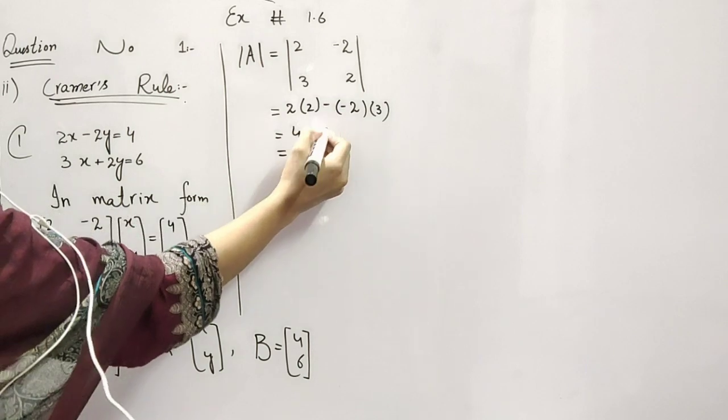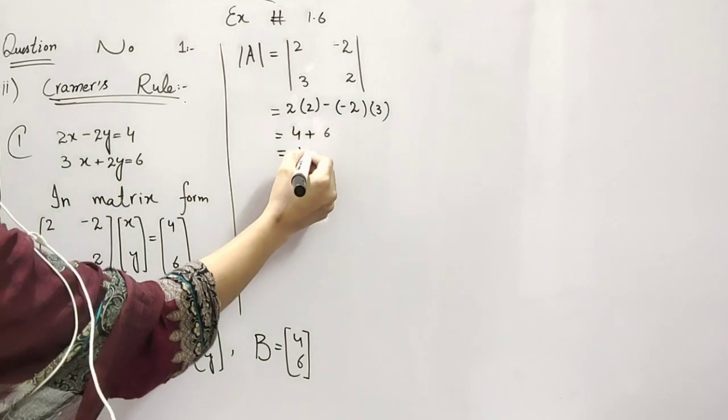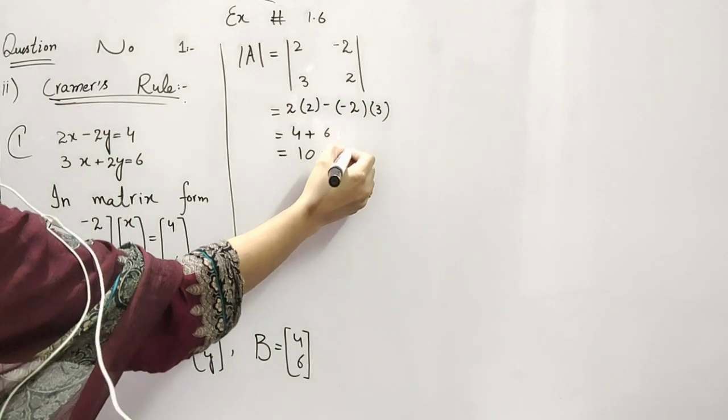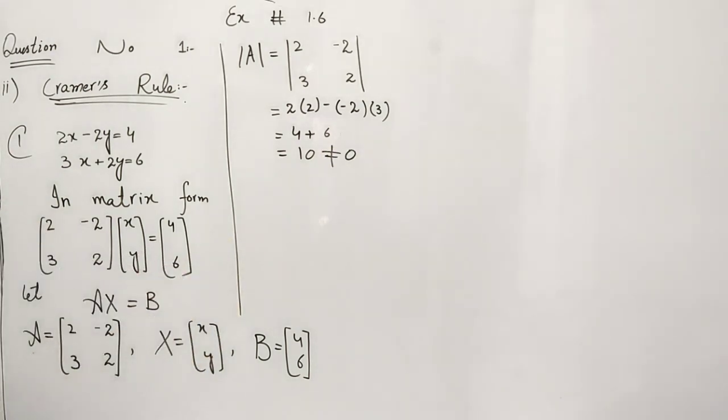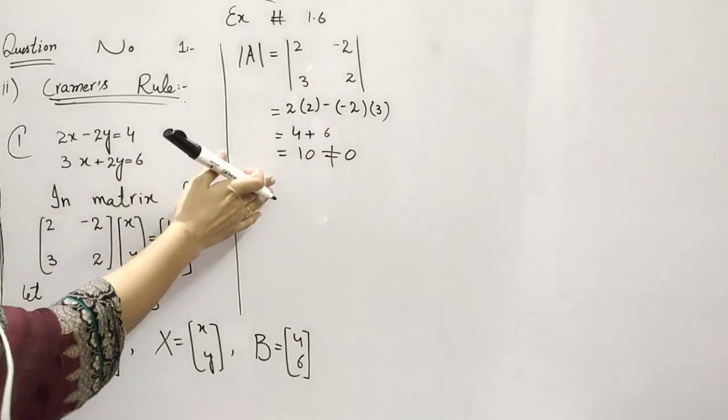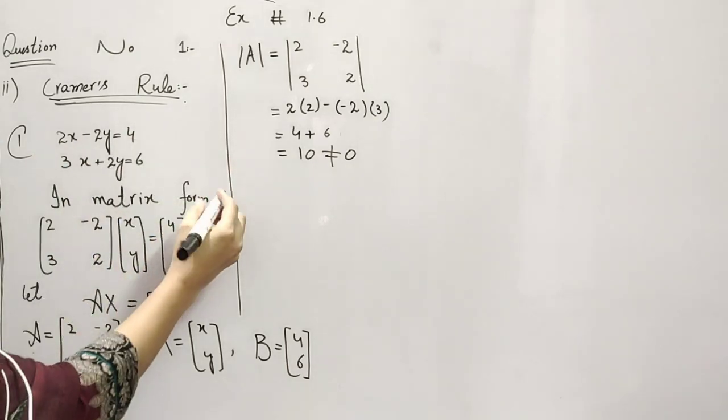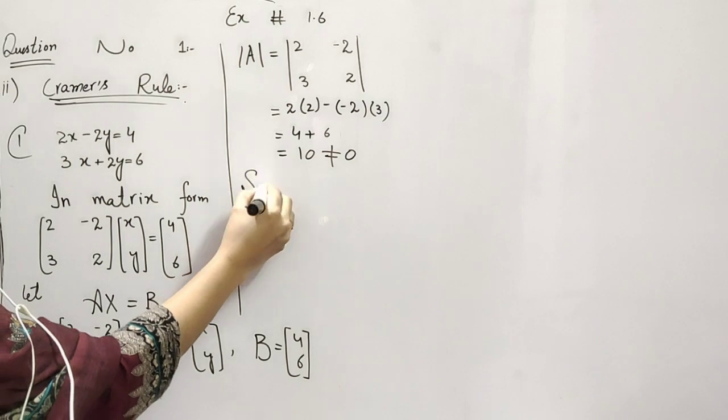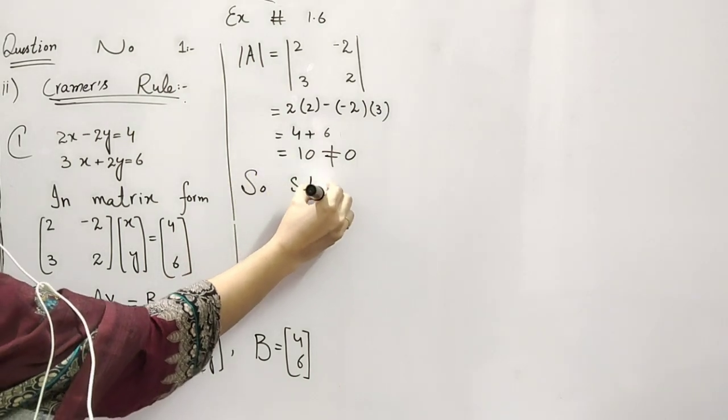4 plus 6, and this is equal to 10, and 10 can never be equal to 0. So the matrix is non-singular. So the solution is possible.